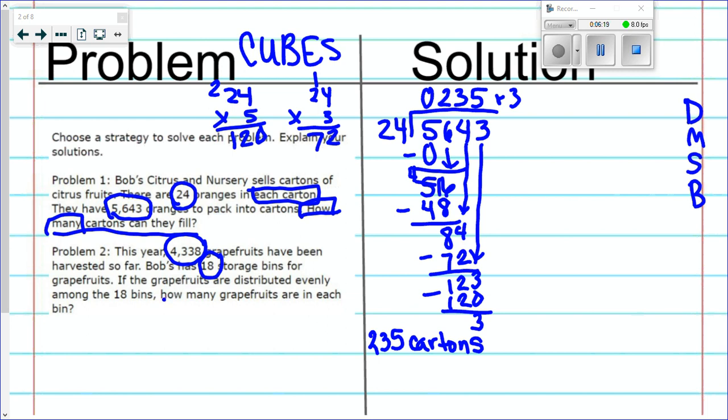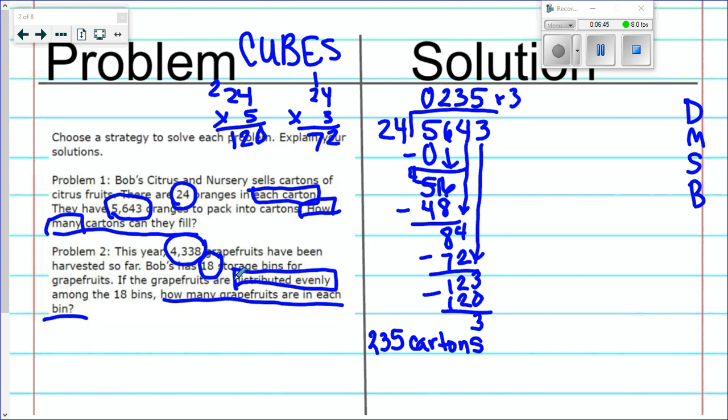Okay, so we need to figure out how many grapefruits are going to be in each bin. And distributed evenly is the key words that's going to let us know that we need to do division again. So I want you to go ahead and pause, work this problem, and then press play whenever you're finished, and we'll go through it again just like we did for problem number 1.